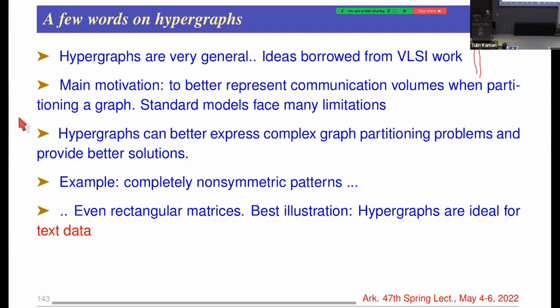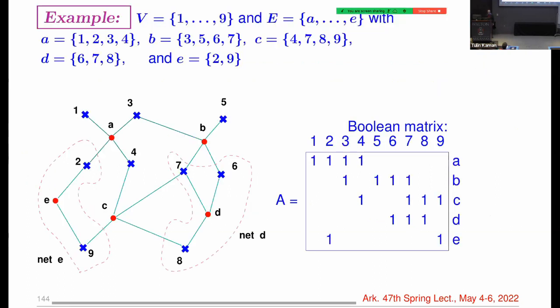These are just some of the motivations. Also, when you have rectangular matrices, they could be used for that. They could be used for matrices that have completely irregular patterns, very non-symmetric patterns. So what are hypergraphs? An edge consists of a pair, u v, right? So it's a collection of vertices and a collection of pairs. Here it's a collection of vertices and a collection of sets. Instead of having pairs, you could have more general sets.